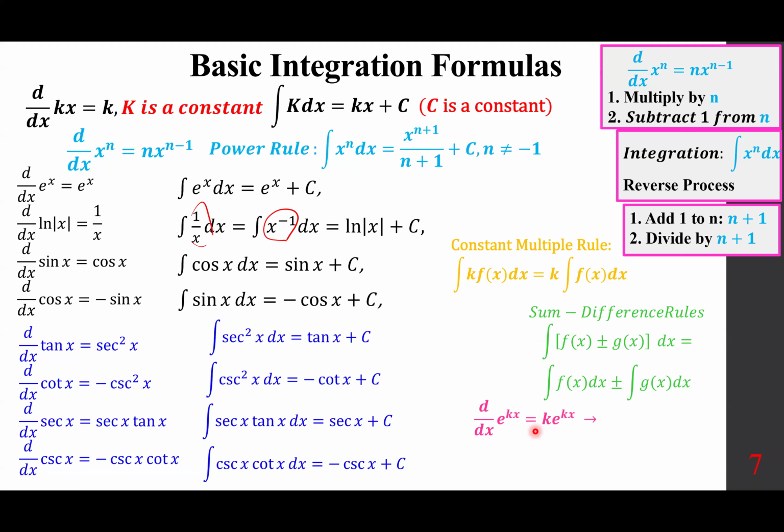What is the derivative of e to the power of kx? It is itself times k. So if I want to integrate e to the power of kx, I get the same thing divided by k, because the integral of the right side is e to the power of kx. So if you put the k here, it gives you 1 over k. So the integral of e to the power of kx dx is 1 over k e to the power of kx and a constant.